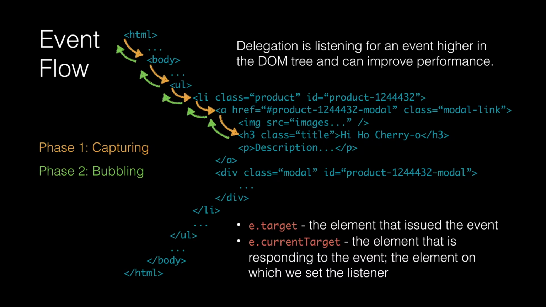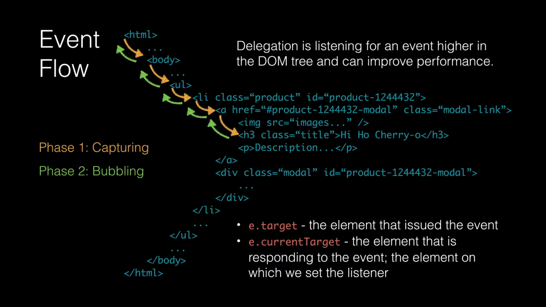Also related to these things, we mentioned earlier that it is possible to have something called the target and something called the current target. So the event.target, remember e represents the event that was actually triggered. So that is an object that contains data. It contains actual properties and methods. One of those is target. That represents the element that actually issued the event. And e.currentTarget is the element that is actually currently responding to the event. So that's the element that we actually put the listener on.